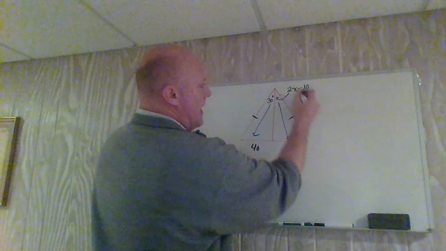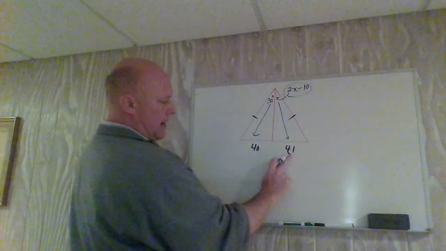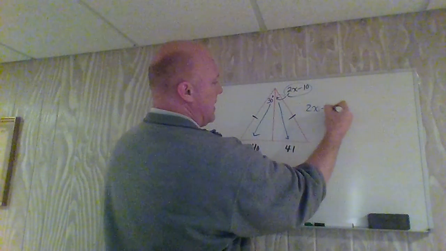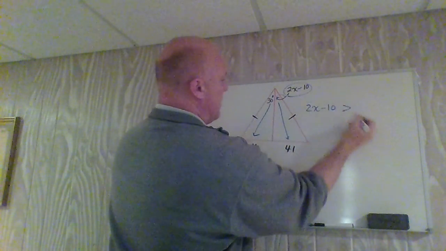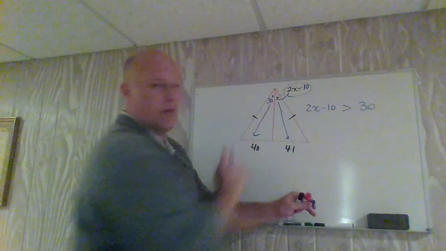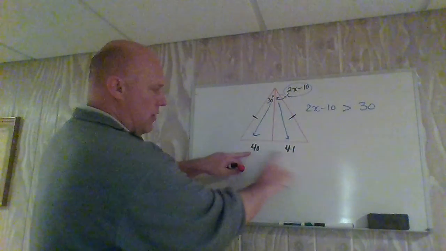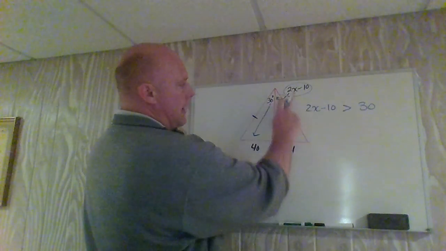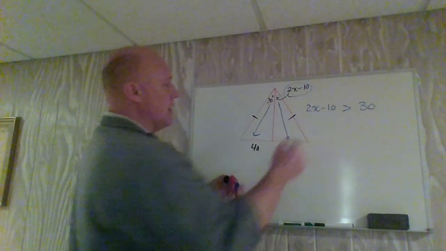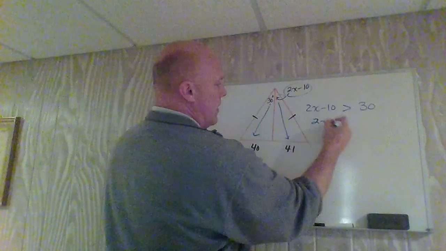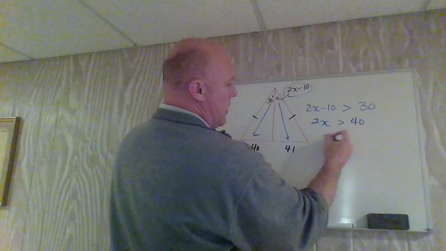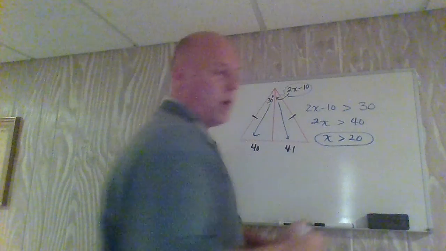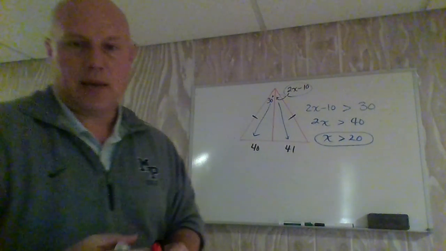So if this side is bigger than that side, then we can say that this angle, 2x minus 10, should be greater than 30 degrees. We're just basically going off this comparison. Now let's find all the possible values that x can be that satisfy that scenario. If I add 10, I get 2x is greater than 40. So x can be any number greater than 20. Keep that in mind.